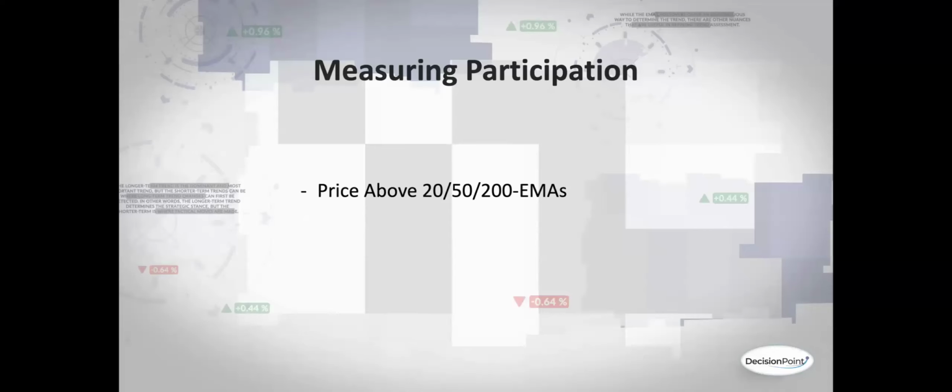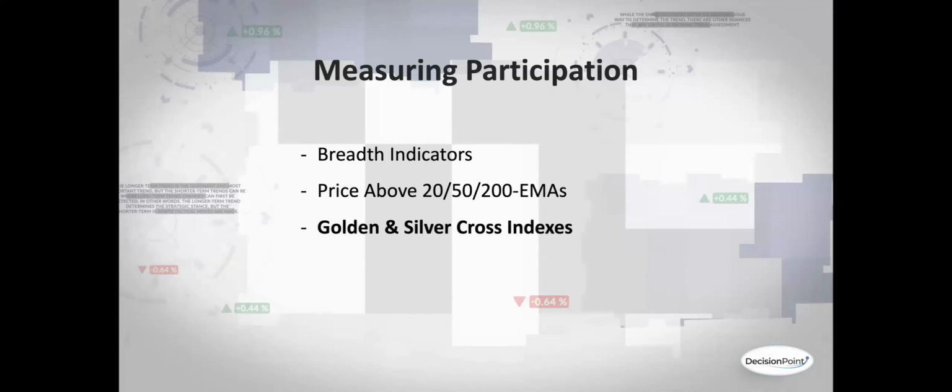So various measures of participation. The ones that we use are the price above their 20, 50, and 200-day EMAs. So we look inside an index or a sector and we look at how many stocks are sitting, their price is sitting above those key moving averages. There are other various breadth indicators that we use. And then there, of course, is the Golden and Silver Cross indexes. I'm going to be talking primarily about the Silver Cross Index, but you can't talk about the Silver Cross Index and not talk about the Golden Cross Index. So we'll be talking about it as well.